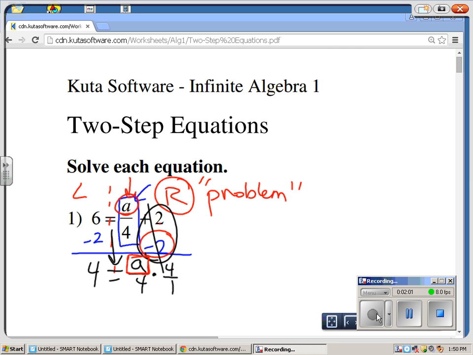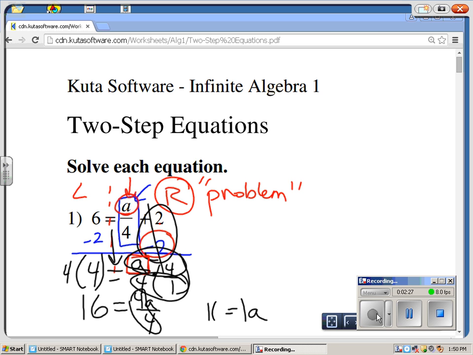A and 4 I separated by division, so the inverse operation is multiplication. So I multiply this side by 4, and I also multiply the left side by 4. 4 times 4 is equal to 16. And then on the right side, I get 4a in the numerator, and I get 4 in the denominator, because 4 times 1 gives me 4. 4 over 4 equals 1, so I'm left with 1a equals 16, or you could say a equals 16. So I found my solution.